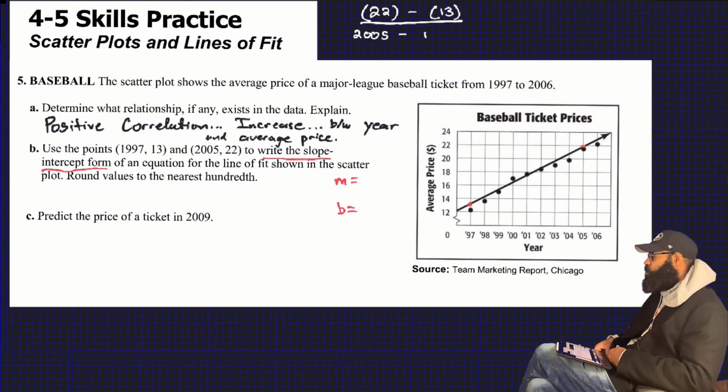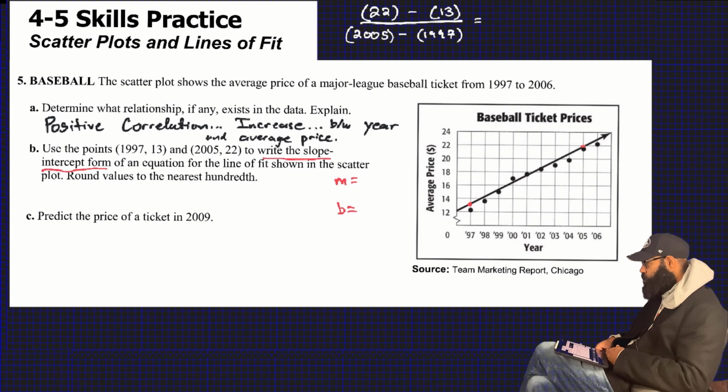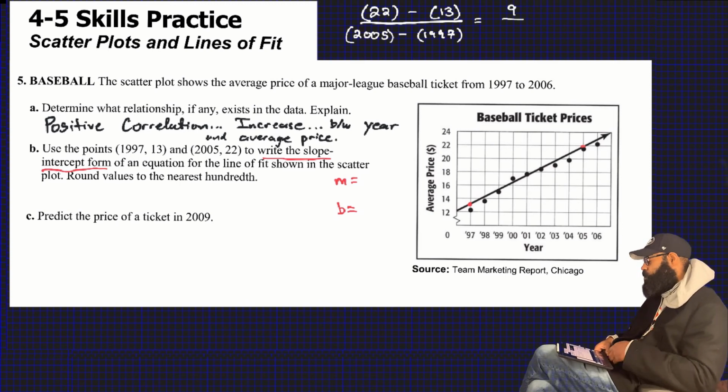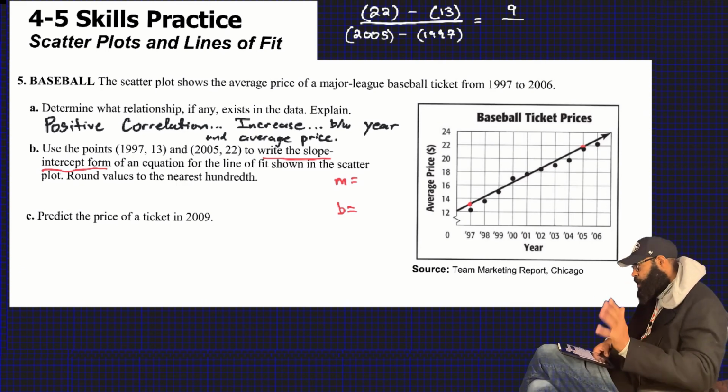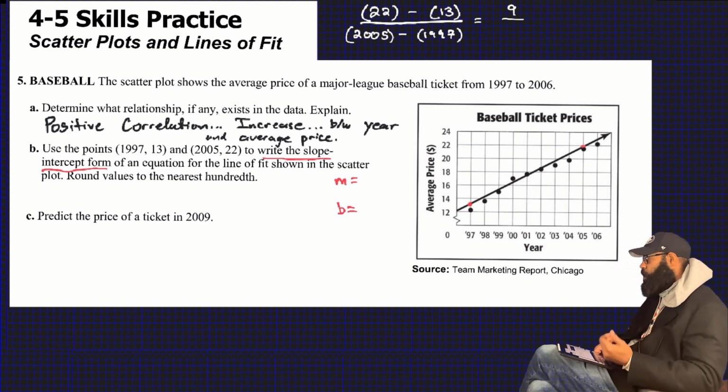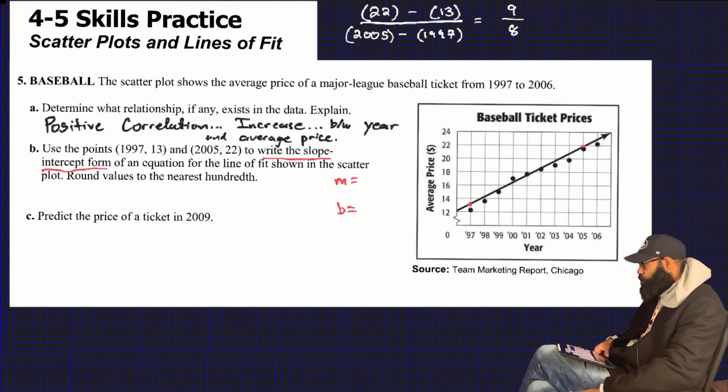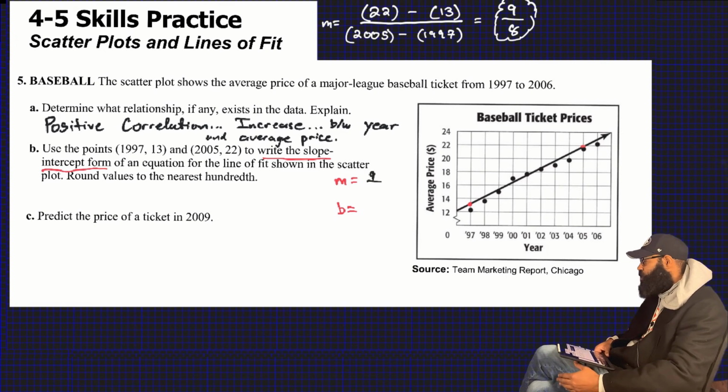So we're going to find the slope by doing what we already did. We got an x1 and a y1 and an x2 and a y2. So y2, 13 minus 22. Or 22 minus 13. Remember, you can swap those as long as you keep them in order. And of course, 2005 minus 1997. So this is where it gets kind of fun, guys. Even in the question, it says, round values to the nearest hundredths. So I got a slope of 9/8.